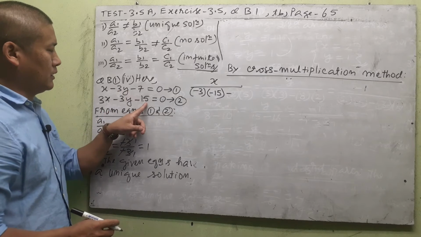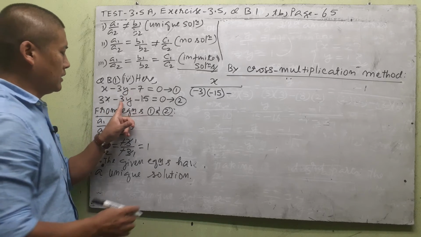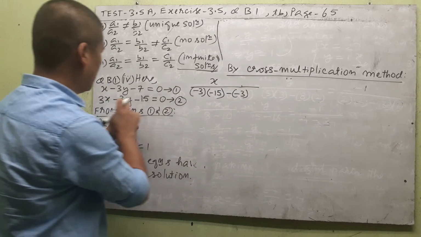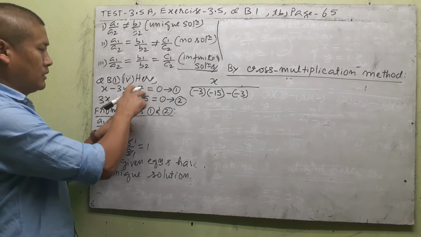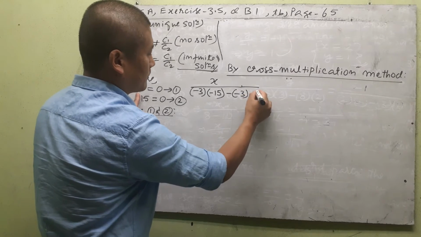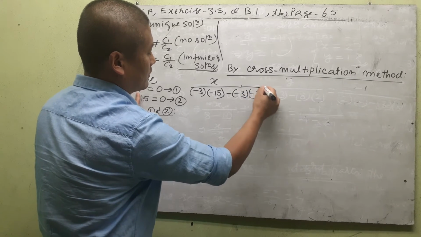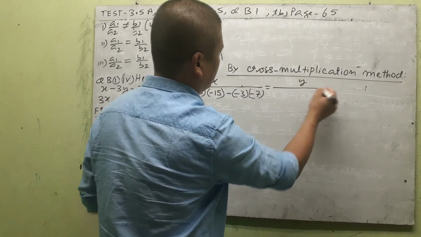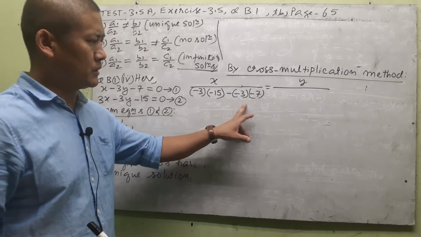B up, C down. This time B down, C up. So B down is minus 3 again. This minus is from here, B down. C up is here, minus 7. Okay, so that is x. Then y divided by BC minus BC.